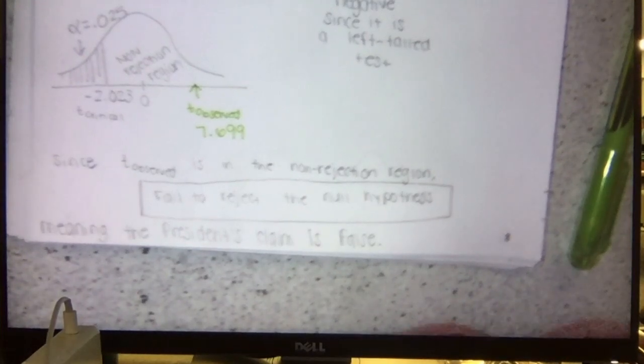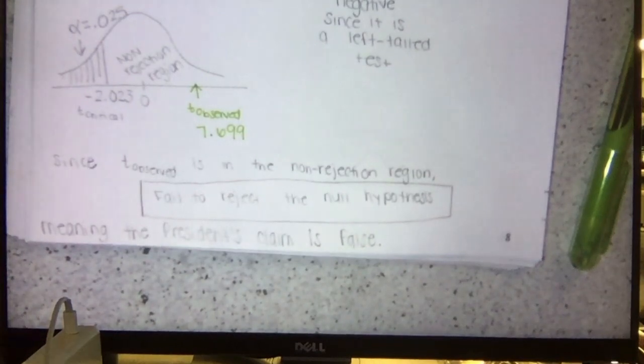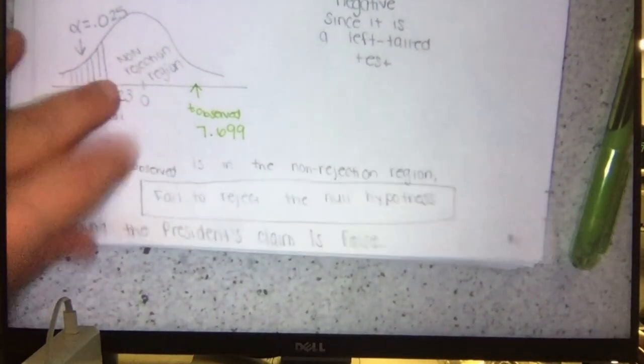For this next one, I'm going to show you, this was the critical value approach. I'm going to show you both approaches so that we can see the difference of the two. So let's go there. Page 9.